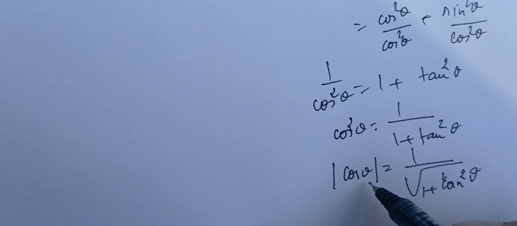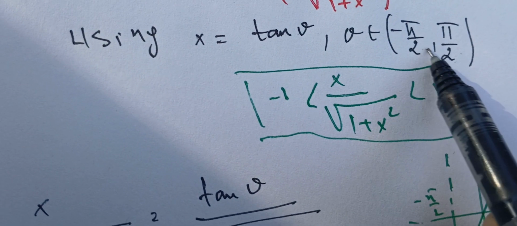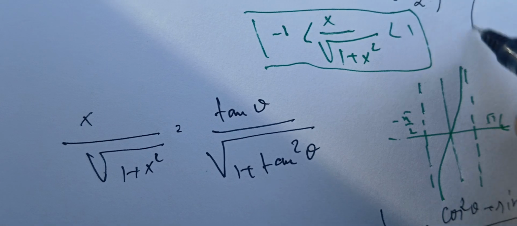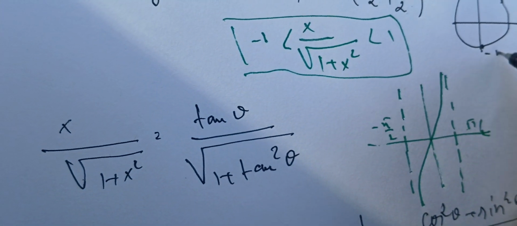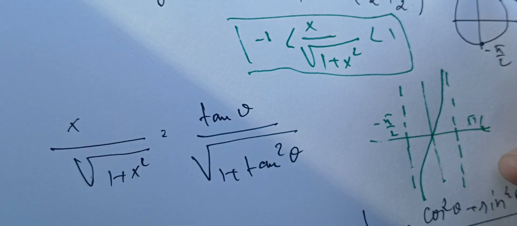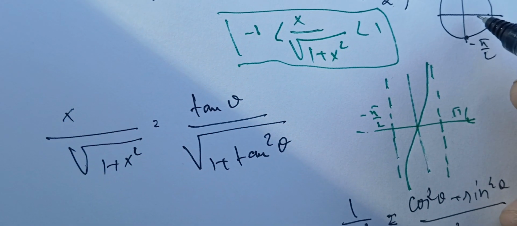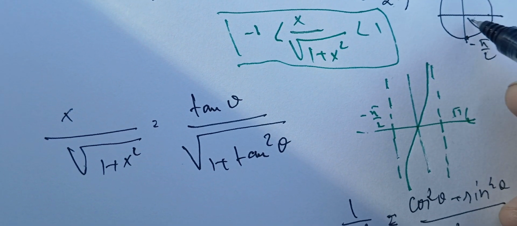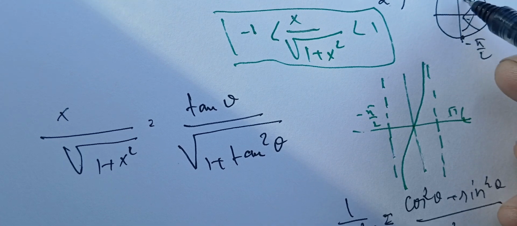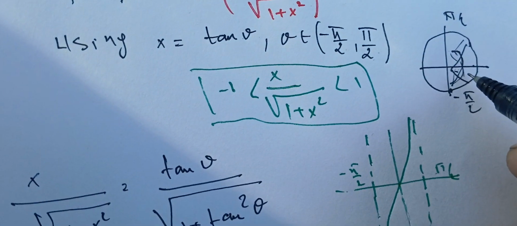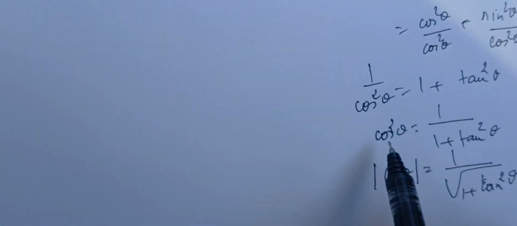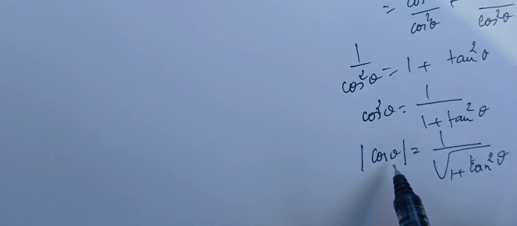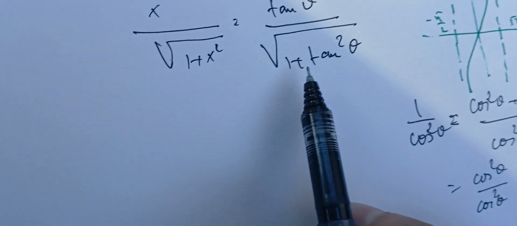But what is theta? Theta is in (-pi/2, pi/2). Let's go back to the unit circle. Here theta is between -pi/2 and pi/2. So when theta is in this range, the cosine is always positive. Therefore, we don't need this absolute value here. So I'm going to use this one here.